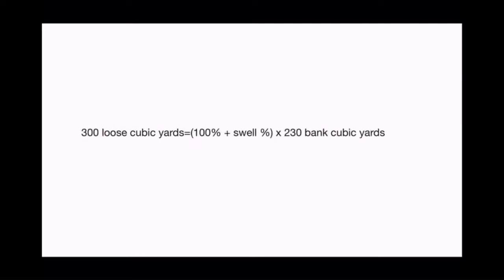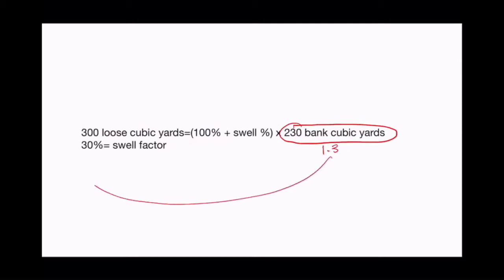And so we can say, okay, our 300 loose cubic yards is equal to 100% plus the swell times our bank cubic yards, and that winds up being a 30% swell factor. So if we take 230 bank cubic yards, we multiply it by 1.3 because that's 30% swell, we're going to then get 300 loose cubic yards.